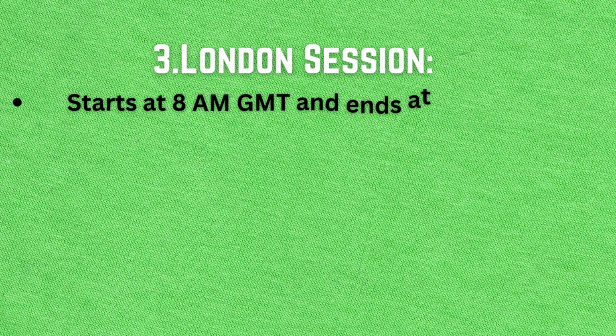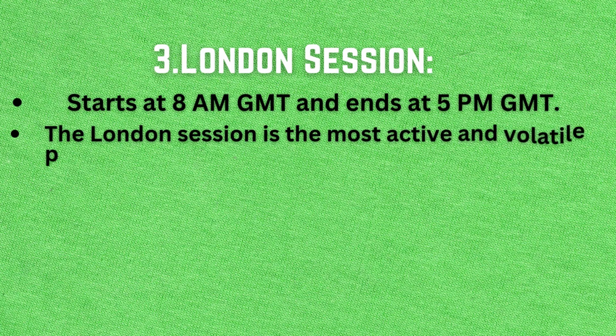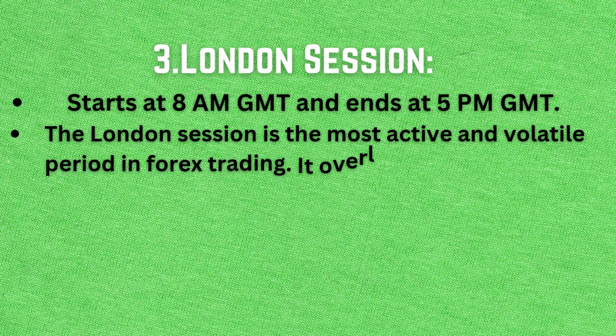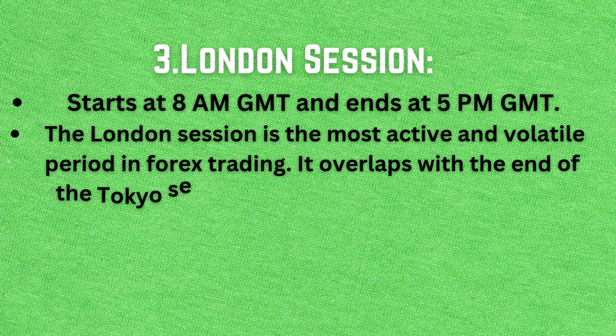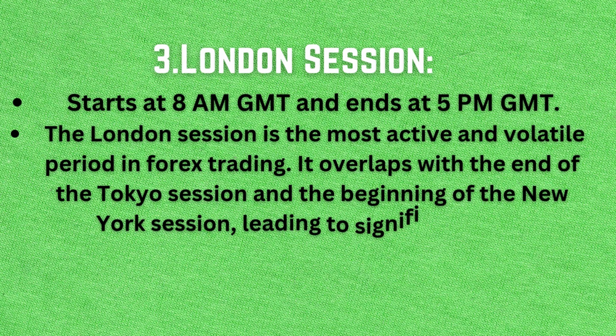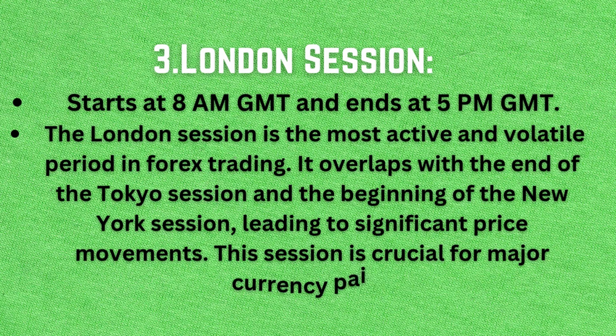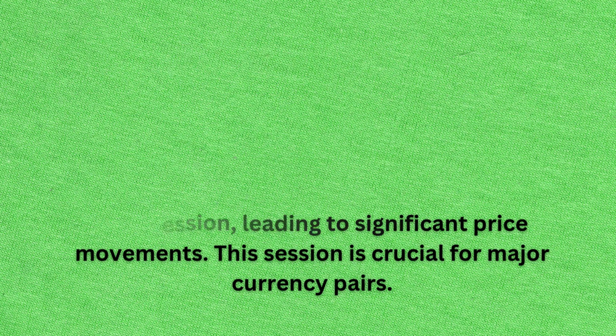The next session that we are covering is the London session. This session starts at 8 a.m. GMT and ends at 5 p.m. GMT. The London session is the most active and volatile period in forex trading. It overlaps with the end of the Tokyo session and the beginning of the New York session, leading to significant price movement. This session is crucial for major currency pairs.